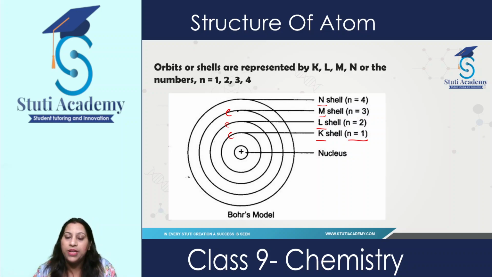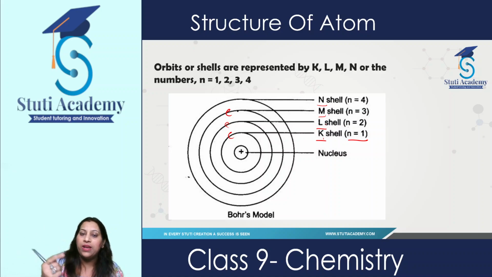So here N is equal to 2. So this is energy shell 1, energy shell 2, energy shell 3, energy shell 4, and here nucleus is present. So they keep on revolving and they are not radiating any energy, but these electrons can jump from one energy shell to another energy shell to be stable in nature.